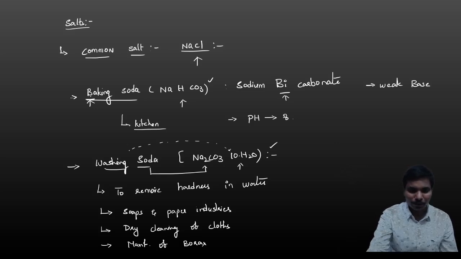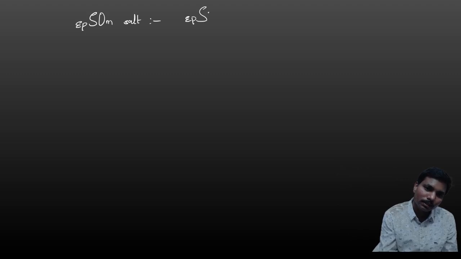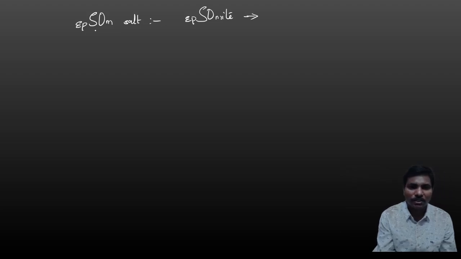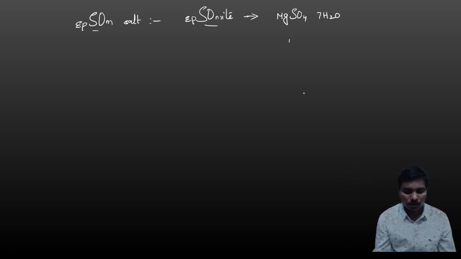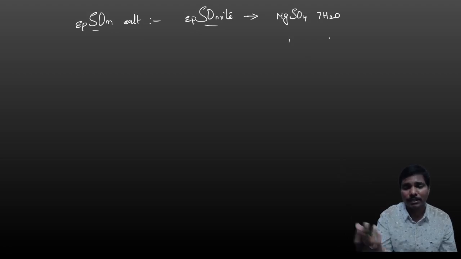Okay. Now coming to some more important salts like Epsom salt. Epsom salt is also called as epsomite. That is the ore of magnesium. Here the formula is magnesium sulfate, MgSO4 with 7H2O. Okay, this Epsom salt is used in the medicines and also in some of the pesticides.